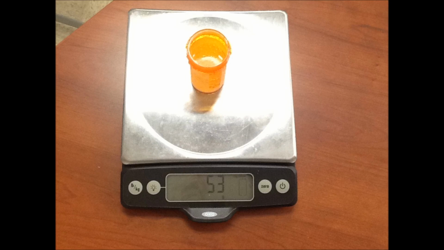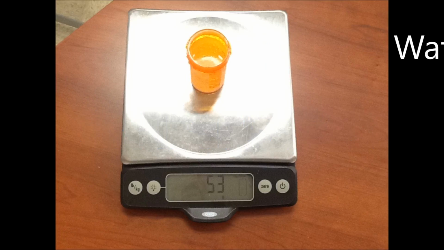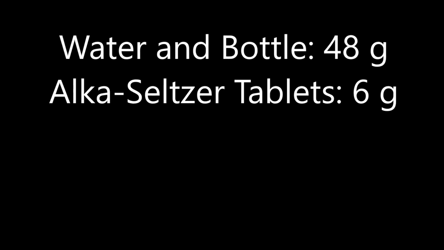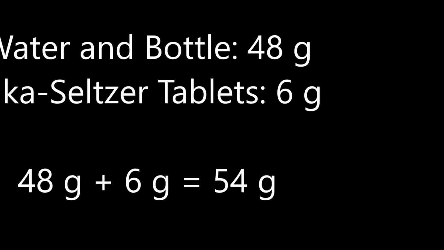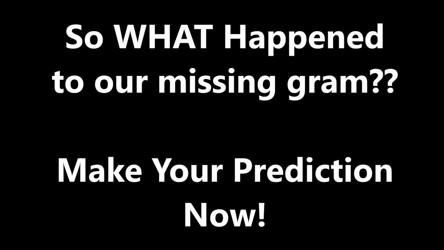Now let's mass our final product. Our final mass is 53 grams. Wait, what? How can that be? If you remember from before, we had 48 grams for the water in the bottle. We had 6 grams from the tablets. That's a grand total of 54 grams. How did we lose an entire gram of mass? Where did it go? Did it disappear? Make your prediction now.